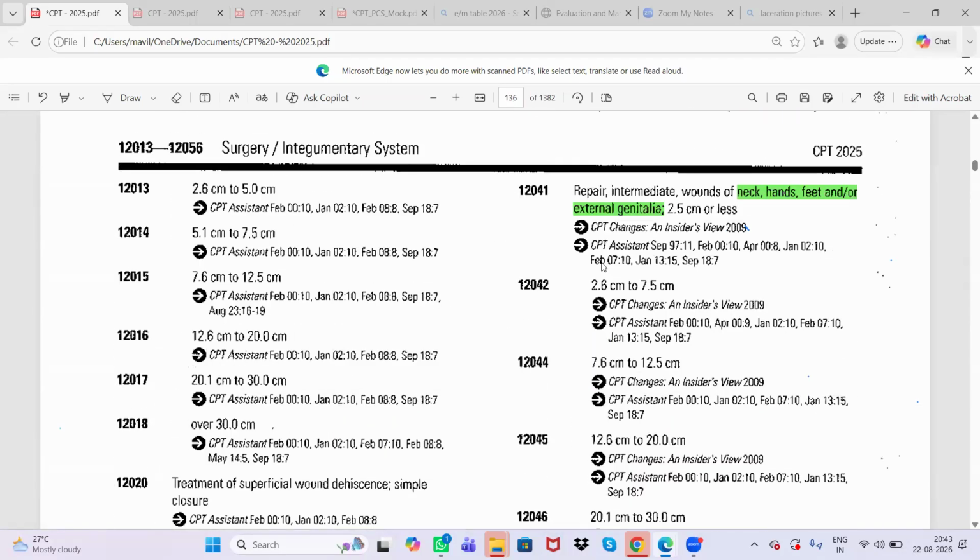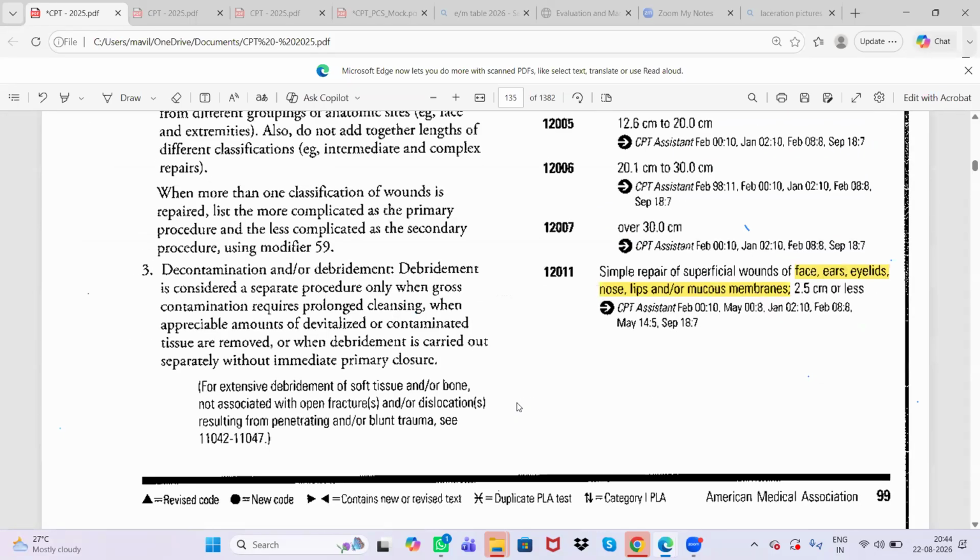Ma'am, please repeat once again about the modifier. Sorry, ma'am, I also do not understand. Can you please repeat the whole question? They are asking to repeat how to append the 51 modifier.